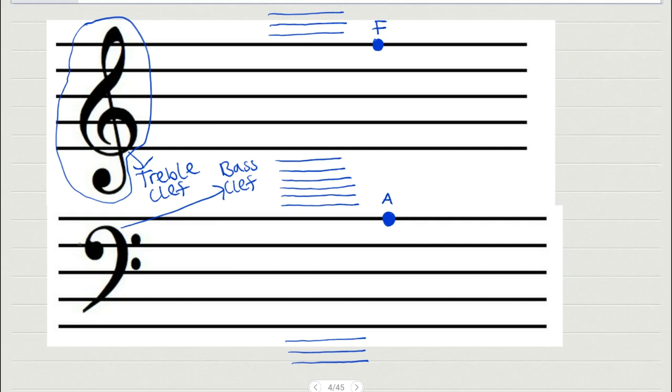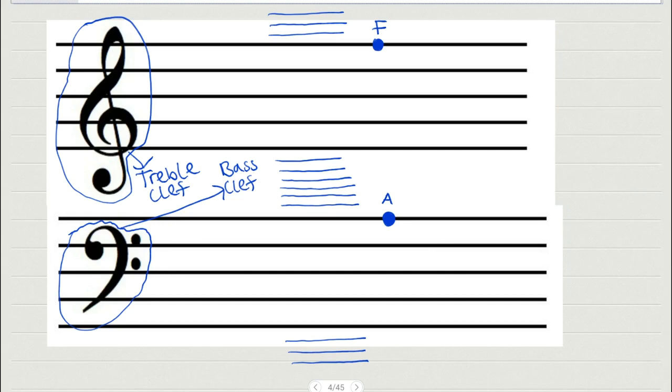If you look at the sign below that looks like a C and two dots beside it, look at where I'm circling now. Can you see where I'm circling now? This symbol is known as the bass clef. Can you see that? So these two clefs help us to identify the name of a note and what type of note that note is.